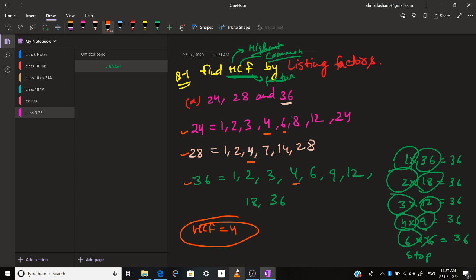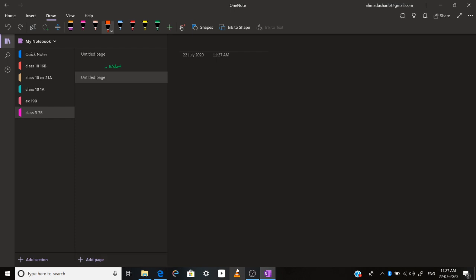Okay, students, I hope it is clear to everyone. Now we will do one more example, one more question. See, 18, comma 36, comma 48. Now find the factor of 18, the factor of 36 and the factor of 48.